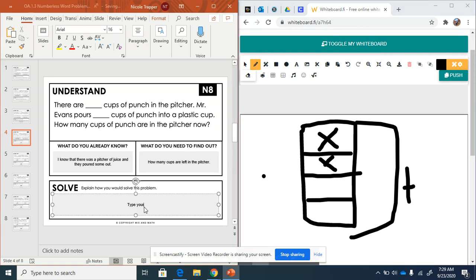So to solve it, I would have to take the number of cups that they started with and subtract from it how many cups they poured out.